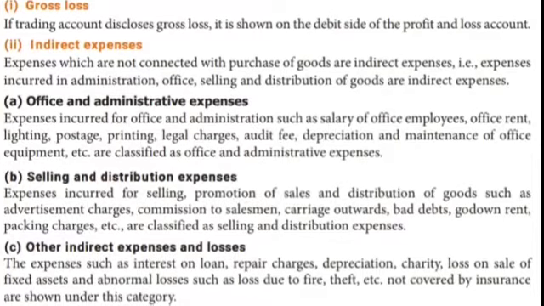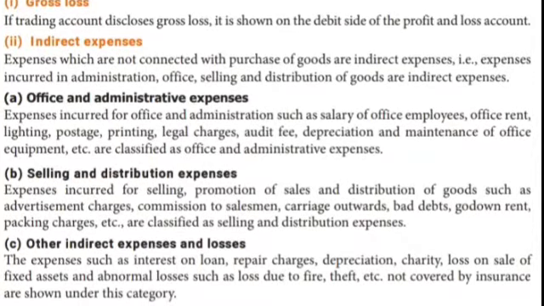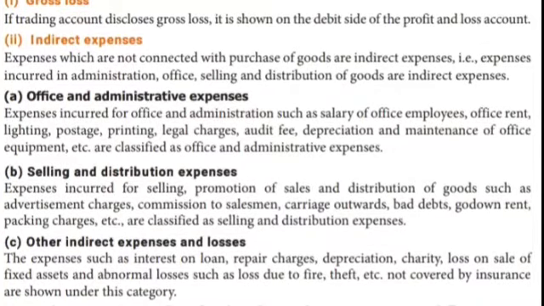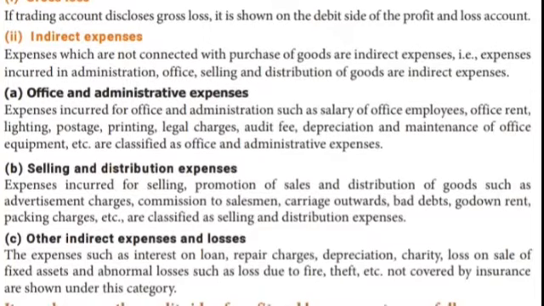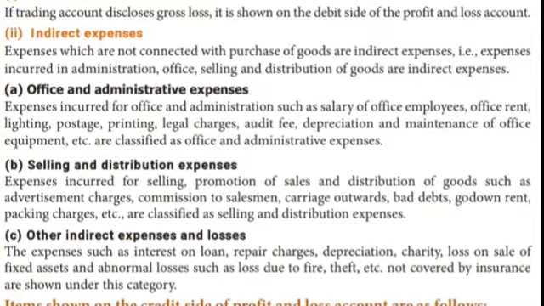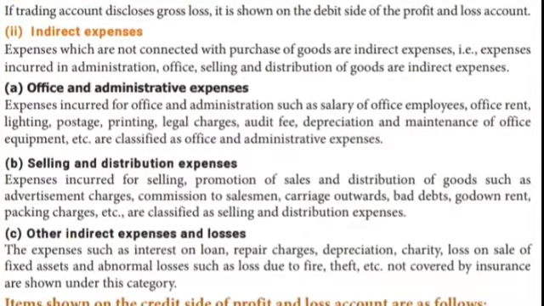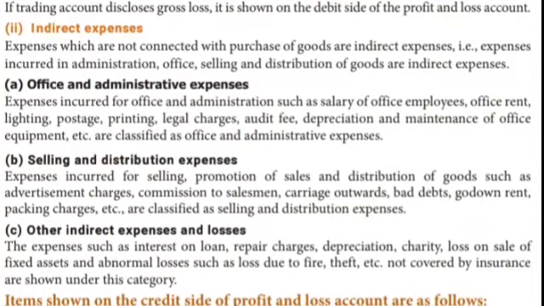See here, expenses which are not connected with the purchase of goods are indirect expenses, like expenses incurred for administration. So indirect expenses are related to the administration and the selling and distribution of goods. So related indirect expenses, we have to add: administration, office, selling and distribution of goods.